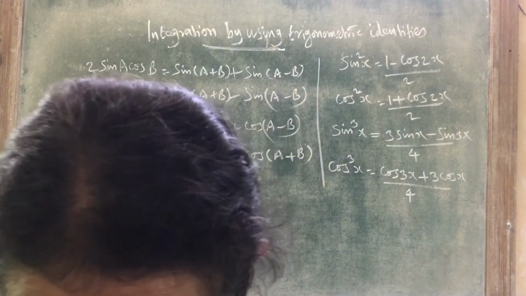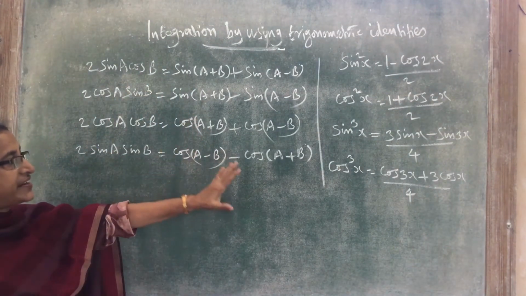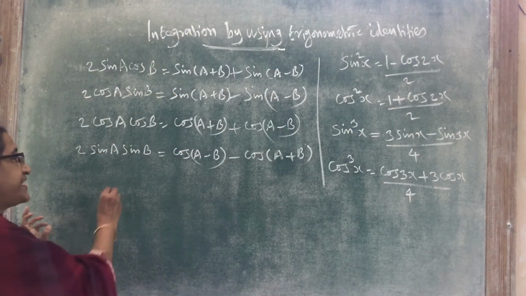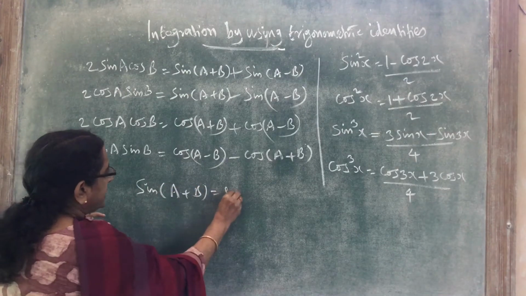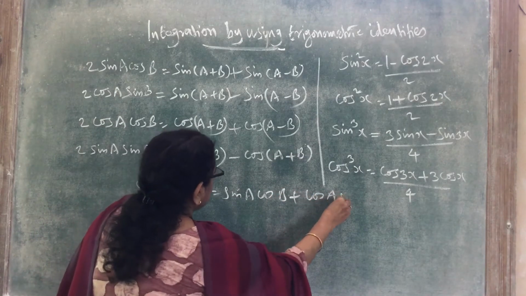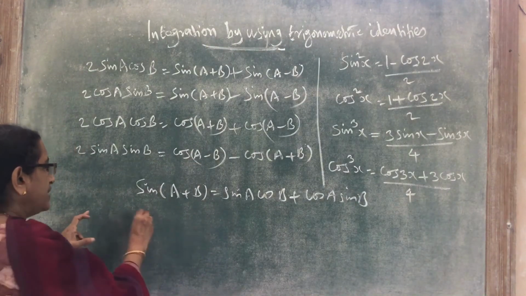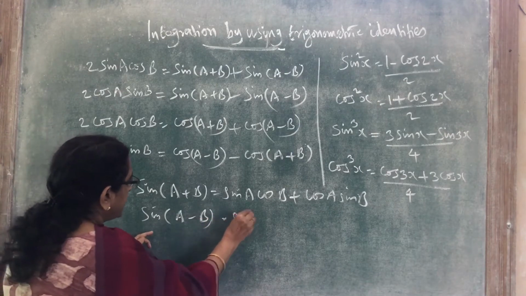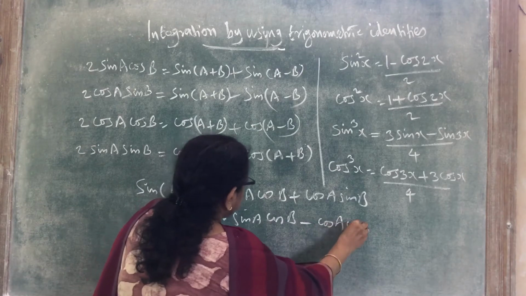So here I will show you how we get this identity. We have studied all these identities in 11th standard. See here, sin(A+B). Remember what is sin(A+B)? Sin(A+B) is equal to sin A cos B + cos A sin B. Then sin(A−B) is sin A cos B − cos A sin B.